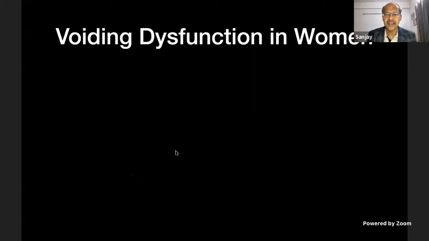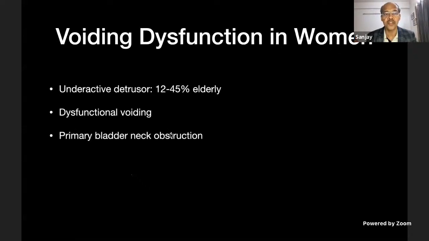We'll next go to voiding dysfunction in women, and I think that's the last subgroup. There are various causes for voiding dysfunction in women. It could be an underactive detrusor, or dysfunctional voiding. Dysfunctional voiding implies that there's dyssynergia of the striated sphincter or pelvic floor muscles in the absence of a neurogenic etiology. Most patients are supposed to present with staccato voiding, but as we have published before, many patients don't show staccato voiding and actually can show a flat curve as well.